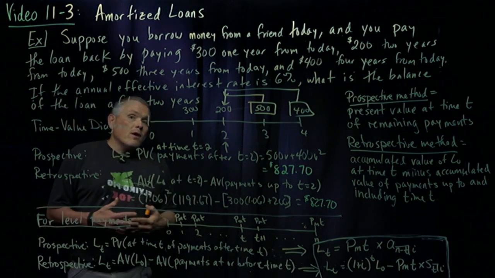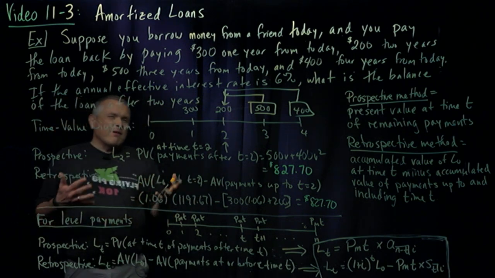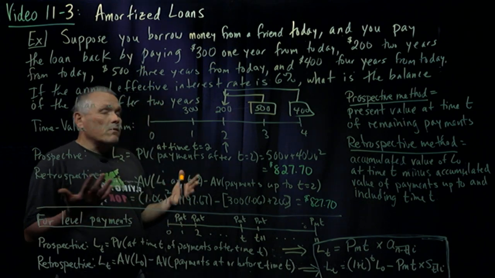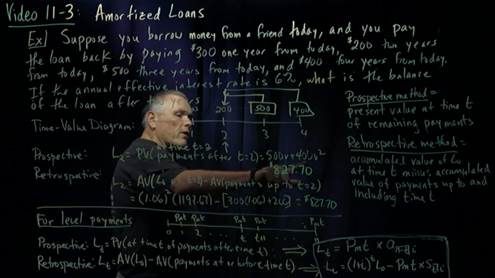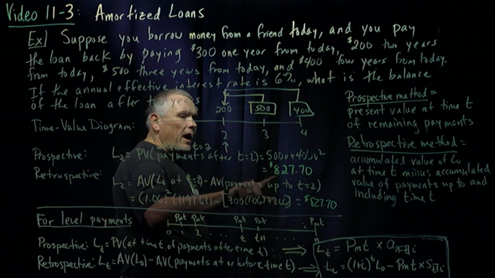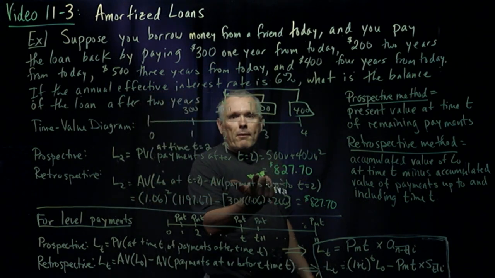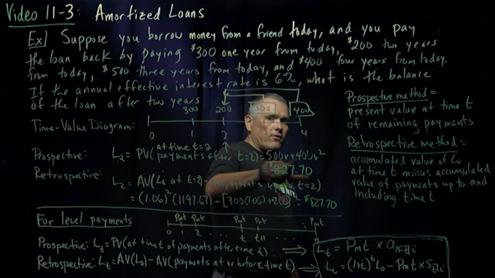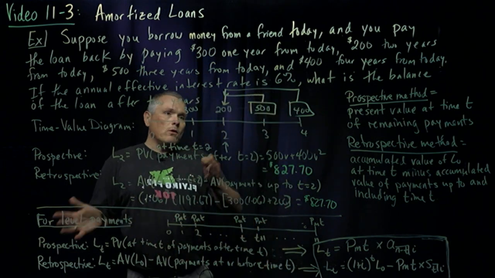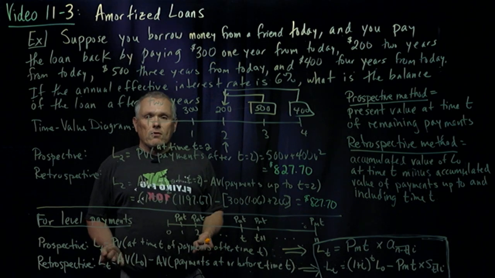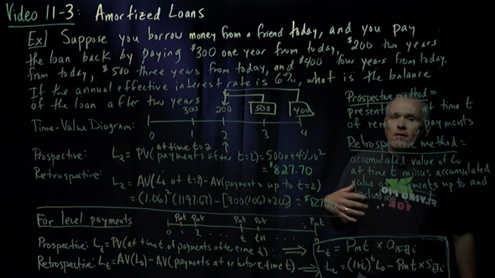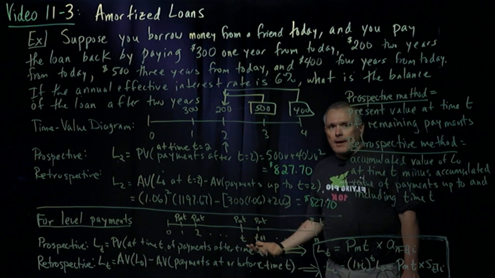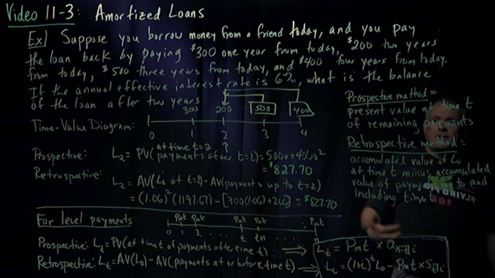So if you wanted to pay your friend off early, remember that back in video 1, the loan was about $1,200. It was $1,197 and change. To pay your friend back early, you would need to pay $827.70, which makes sense. It passes the sniff test because that's actually less than the $900 remaining that you would pay over the course of the next 2 years. So that's one way of looking at how to do the balance of a loan at a particular time. That's the looking forward, the prospective method.